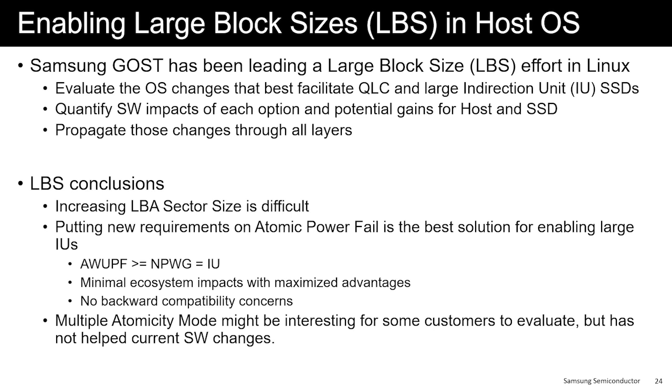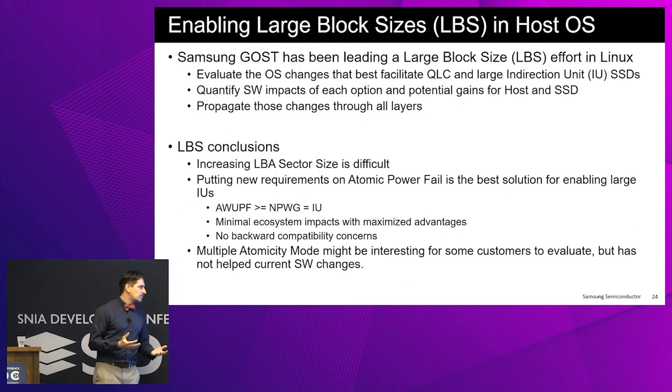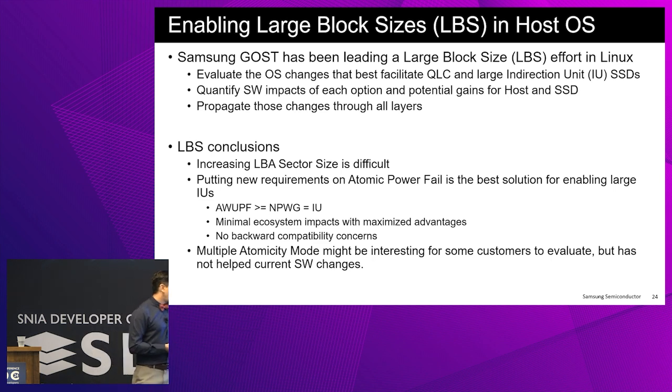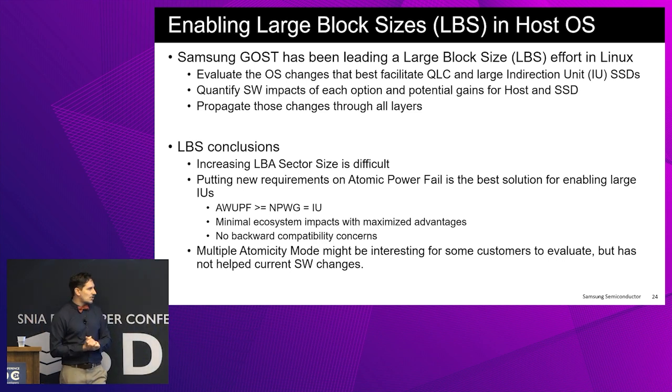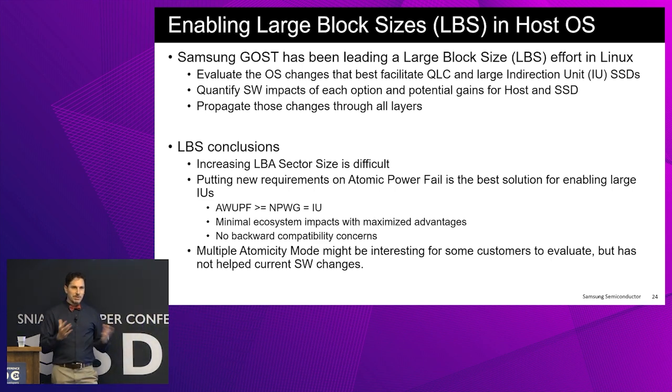And of course, there are customers out there that don't follow OCP boundaries, right? This is a recommendation that we begin aligning the ecosystem around this. And then we want AWUPF, the power fail, to be greater than or equal to the NPWG, which is going to be equal to your IU size. This ends up having minimal ecosystem impacts. There's no backward compatibility concerns because any changes that they are dependent upon for the atomic power fail are going to only move with the drive moving that up.